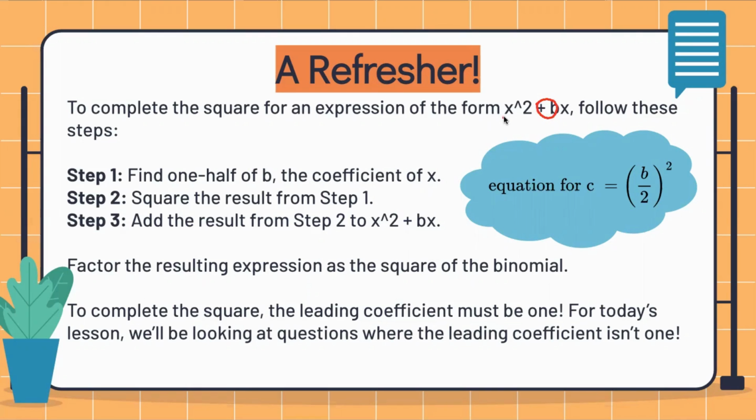Notice here that in our format, there is nothing in front of our x squared. So for today's lesson, we're actually going to be looking at some questions where the leading coefficient isn't 1. We're still going to follow these exact same 3 steps when completing the square, but we're going to have to do a few more extra steps at the beginning so that we can make our leading coefficient 1.